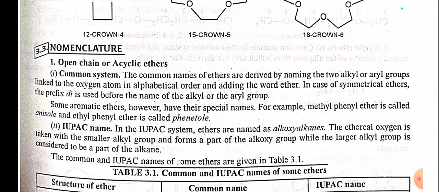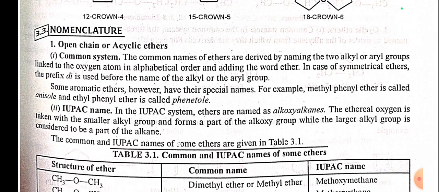Common system. The common names of the ethers are derived by naming the two alkyl or aryl groups linked to the oxygen atom in alphabetical order and adding the word ether. In case of symmetrical ethers, the prefix di is used before the name of the alkyl or aryl group. Some aromatic ethers, however, have special names. For example, methyl phenyl ether is called anisole and ethyl phenyl ether is called phenetole.